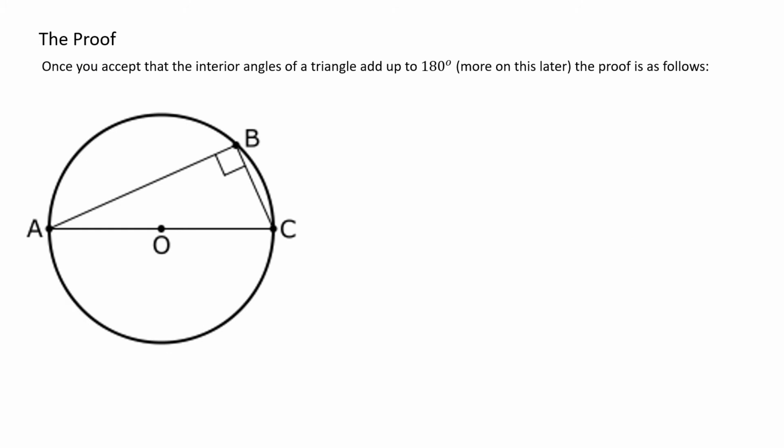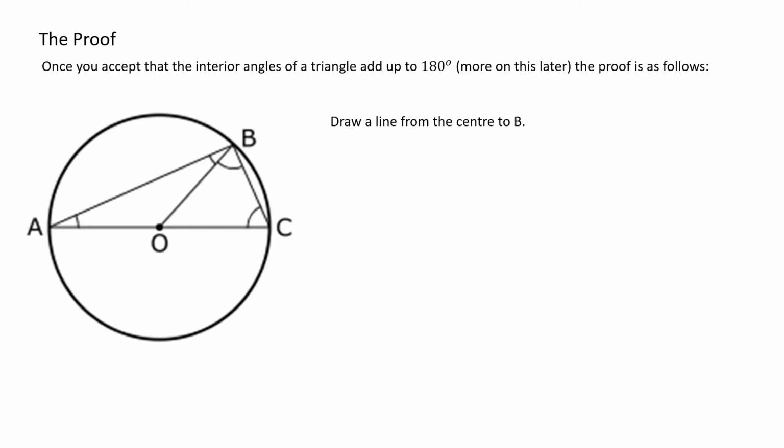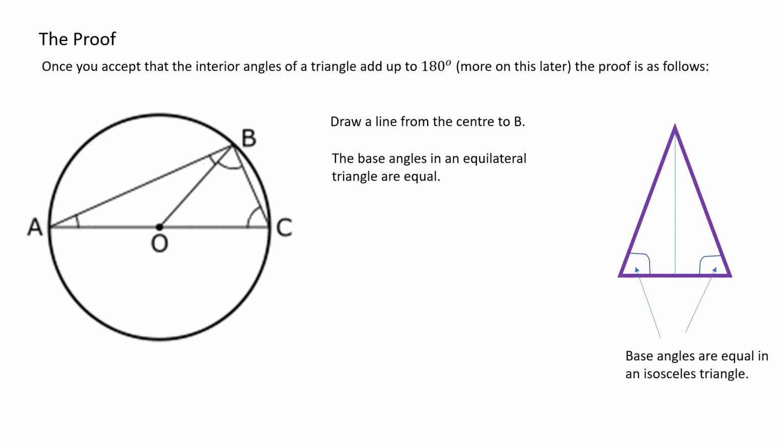The first thing we need is the fact that the interior angles of a triangle add up to 180 degrees. But more on this later. So we take our diagram and we're going to draw a straight line connecting the origin, marked O, to the point B on the circumference. This divides our angle into two. Now, drawing this line, we construct two isosceles triangles.